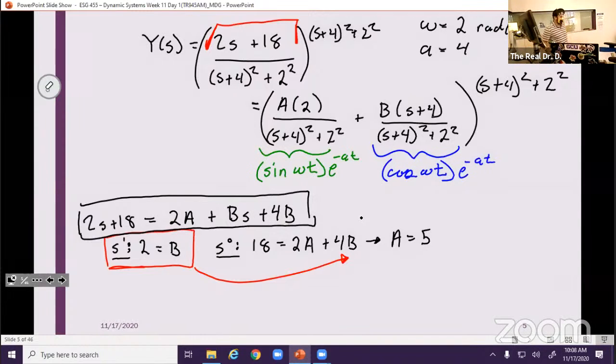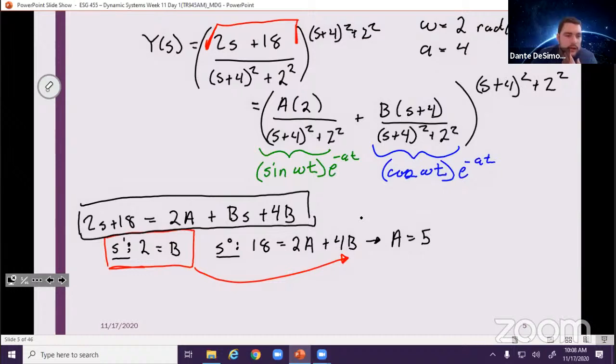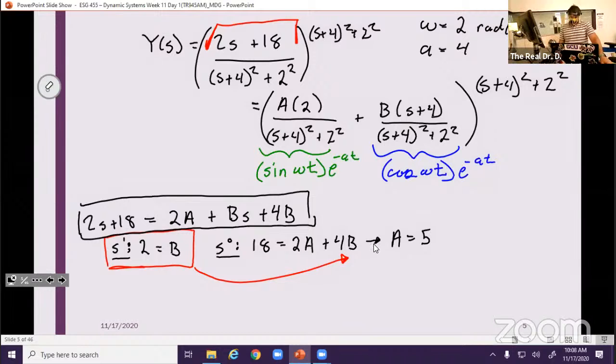This is the same thing as solving for your constants when you're integrating, right? This is like your C1 and your C2. This is what you're trying to solve for. Thank you. Anything else? Okay.